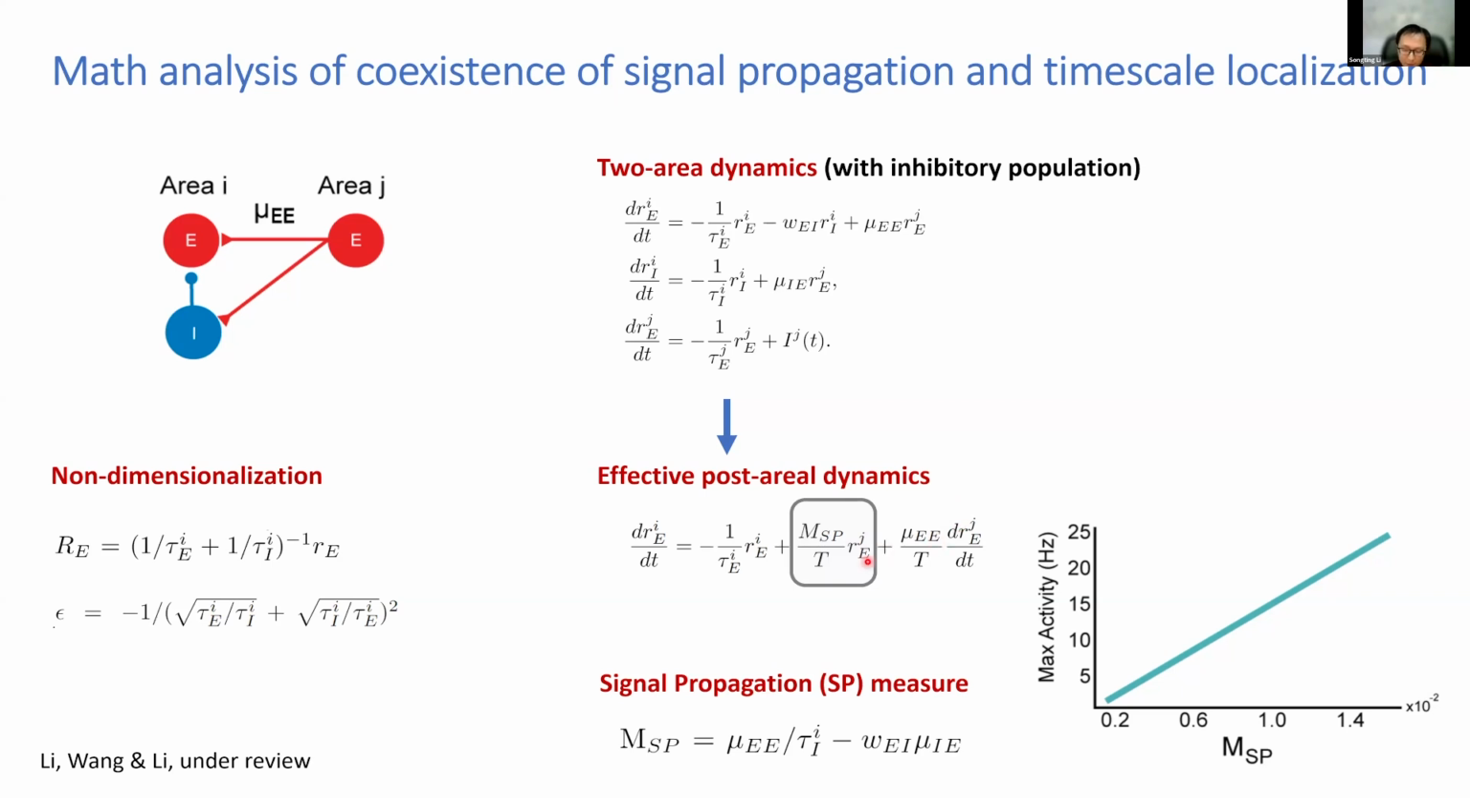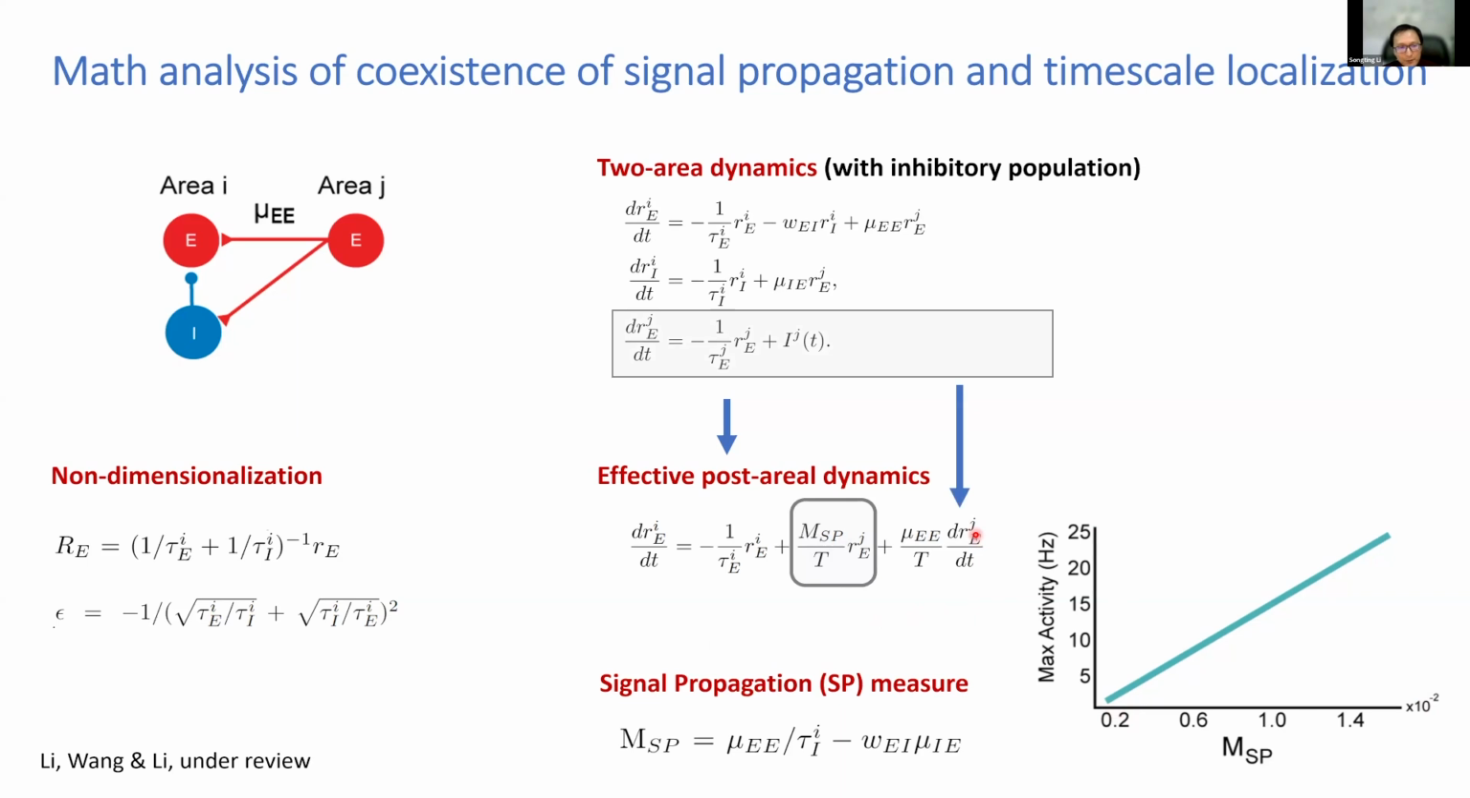And then the downstream input will be scaled by the coefficient in front of the upstream area's response, right? If the coefficient is larger, the downstream area's input is larger, so the response will also be larger. So this coefficient can measure the signal propagation of this very simple motif. We call it the signal propagation measure, MSP. With a larger MSP, we will have a larger response in the downstream area in the steady state case. And indeed, we can see this in our numerical simulation. By increasing MSP, we get a larger maximal activity of the downstream area's E population.